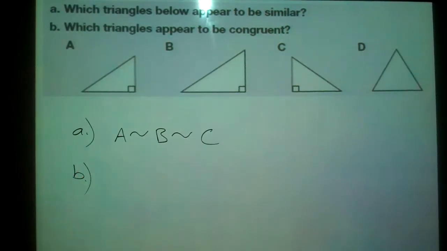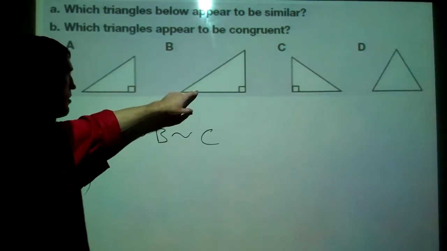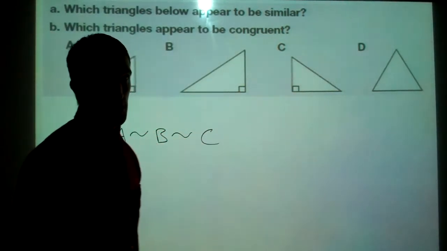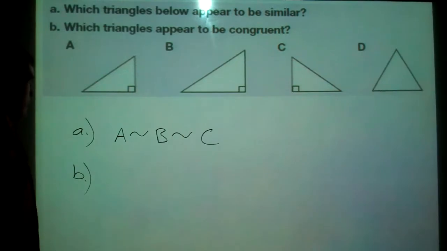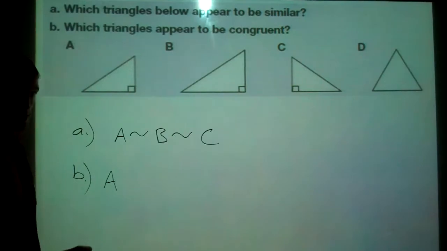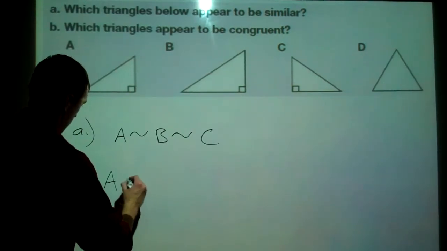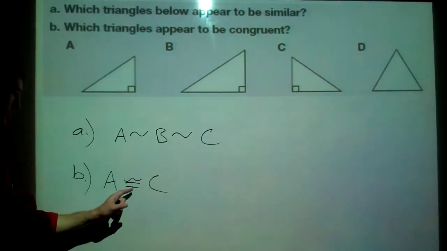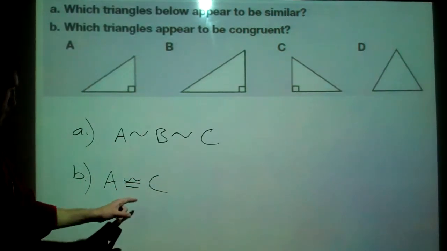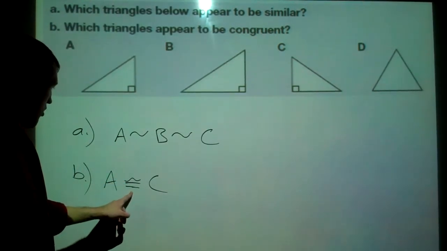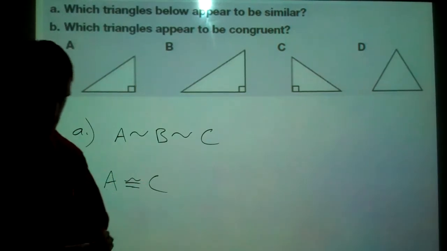B says, which triangles appear to be congruent? Well, B looks a little bit larger than A and C, but A and C appear to be congruent even though they're oriented differently. Here is our symbol for congruent. A is congruent to C. So basically an equals sign with a squiggly above it. Alright? So this means congruent, this means similar to.